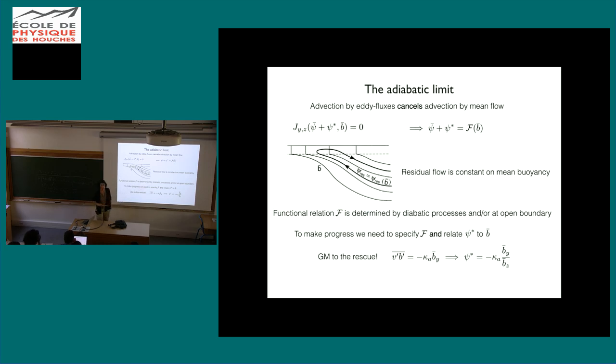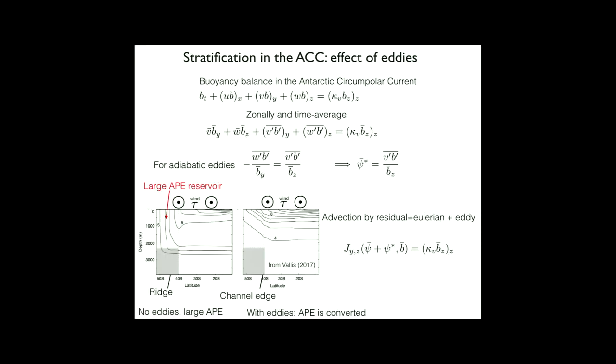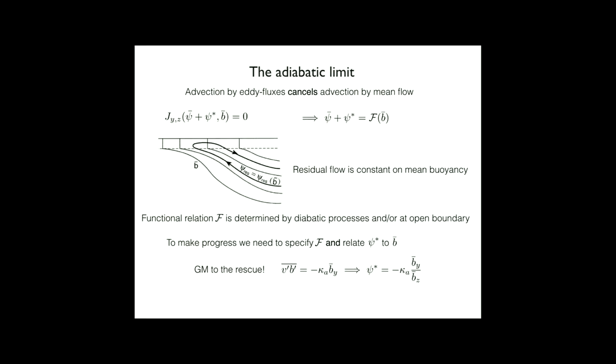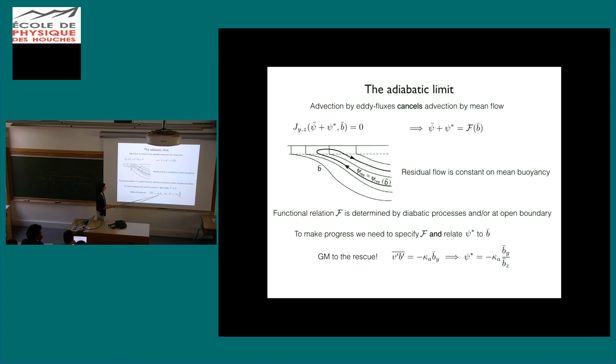So we have 2 problems here, and I'm about to wrap up. Before we can solve this equation, we need first to determine what this functional relationship is. And secondly, remember that this stream function is v prime b prime over b bar z. What we're after is b bar, and it will eventually be an equation for b bar, but we have to relate v prime b prime bar to the mean buoyancy. That's where it's useful to use this Gent-McWilliams parametrization, so that the residual stream function is proportional to this ratio, which is also the slope of the isopicnal. And now, if we specify this, we can solve the equation.